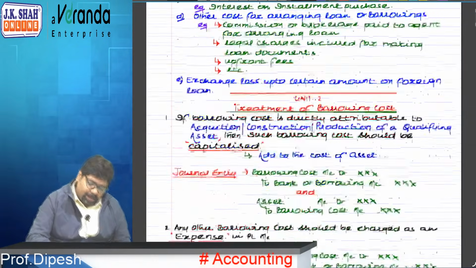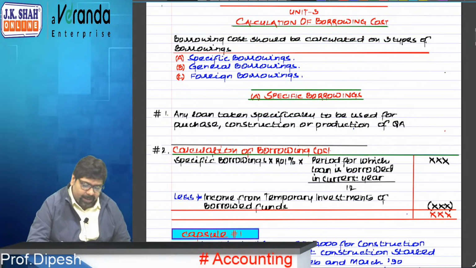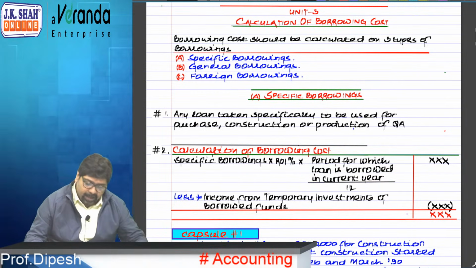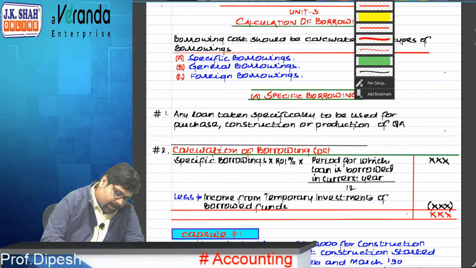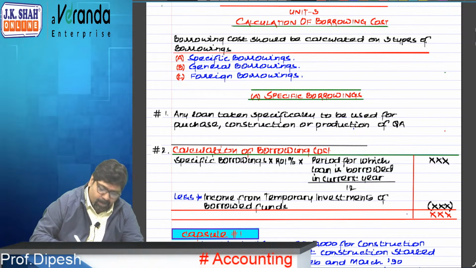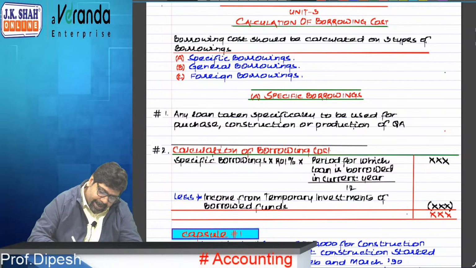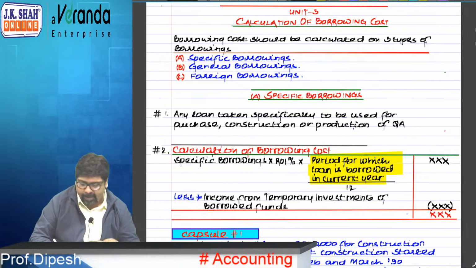Borrowing cost generally, specific borrowings. Any loan taken specifically to be used for purchase, construction or production of qualifying asset. Calculation of borrowing cost: specific borrowings into rate of interest into period for which loan is borrowed in the current year divided by 12. That means actual borrowing cost includes specific borrowings into rate of interest into period for which loan is borrowed in current year, less income from temporary investment in the borrowed funds.